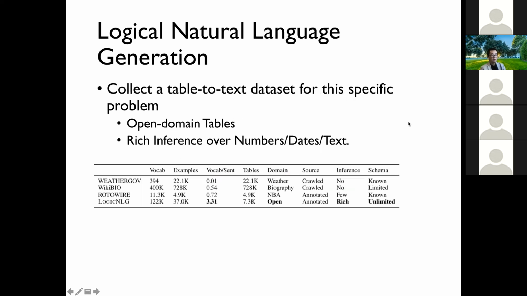So in order to do this, we'll have to collect a data set. Specifically, we look at Wikipedia open domain tables, and that allows us to have rich inference over numbers, dates, and text. Some of these tables, as you can see, are definitely not very well structured. There are unstructured texts, and in general, it's semi-structured resources that we're looking at: a relatively large data set and a relatively large open domain table-to-text generation in this particular case.